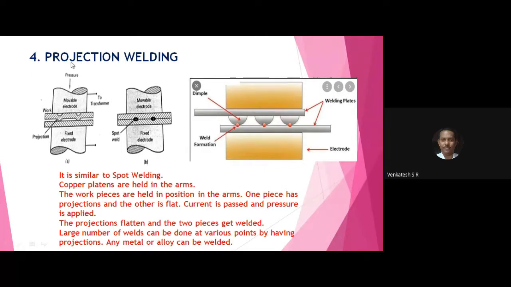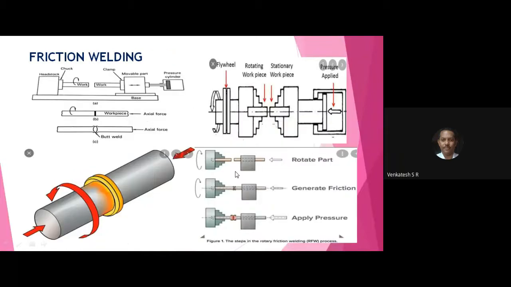All of you observe here. The name itself indicates the pressure is applied and the dimple is formed. In the dimple, joints are created at the center. One is a movable electrode, the other is a fixed electrode, which makes the joint like this. This is the explanation for projection welding.